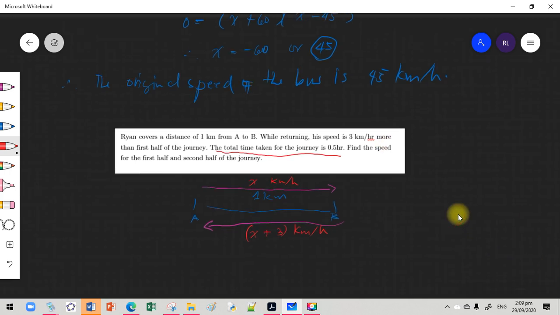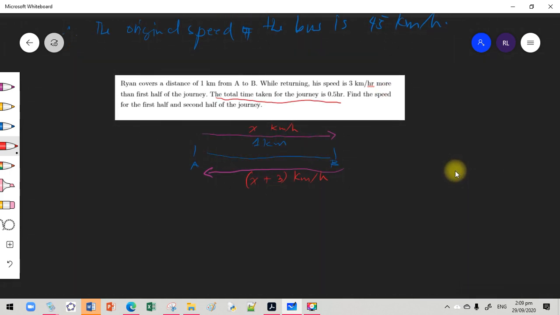So let's say that this is our time from A to B. Time from A to B, and what is time again? Time is distance divided by speed. Since the distance from A to B is 1, and the speed is x, the time is 1 over x.